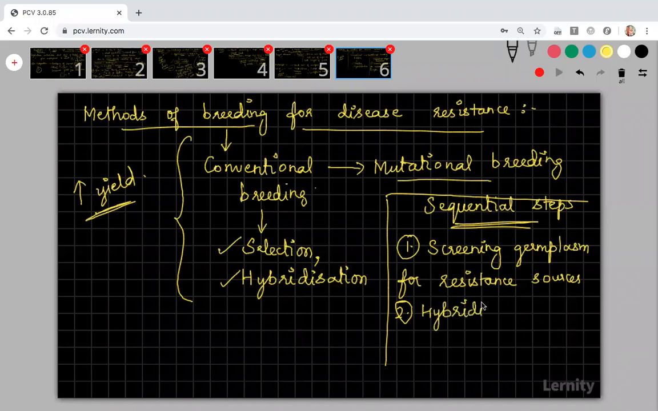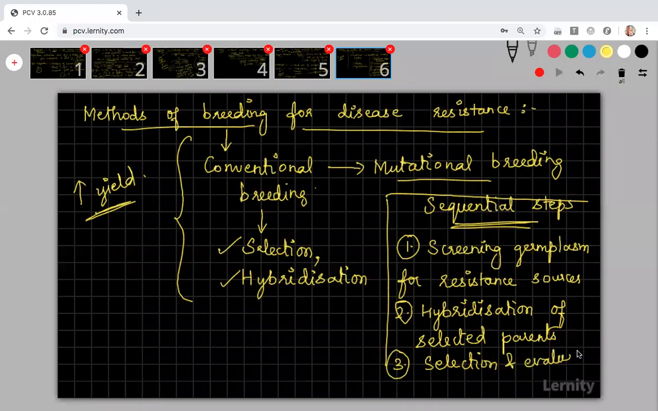After that you will select the parents, and after selecting the parents, we go for the hybridization of selected parents. I have combined the second step and third step together: selecting parents and then hybridizing them. And the next step is selection and evaluation of hybrids. According to the plant breeding technique, this comes in your fourth step, right? Selection and testing of your hybrid recombinant, that is selection and evaluation of hybrids.